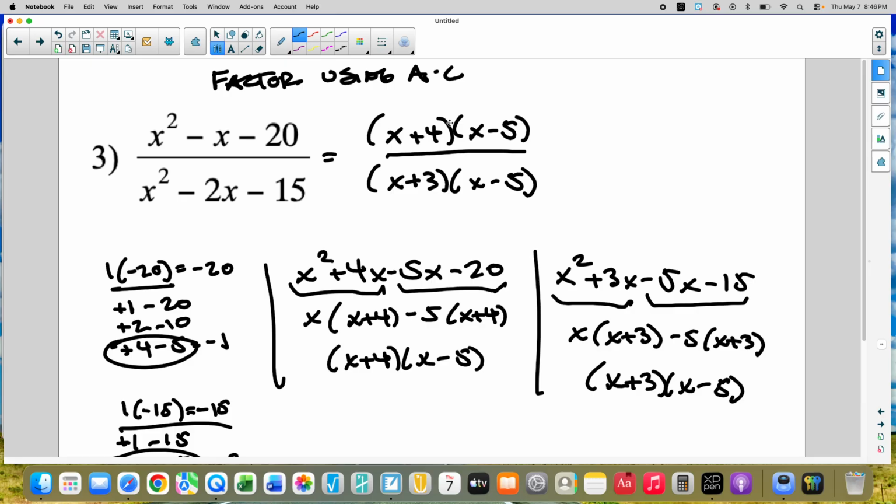Now these are multiplying, so that's good. Multiplying, multiplying. Since they're multiplying, we can cancel the binomials, leaving us with x plus 4 over x plus 3. And that's my answer.